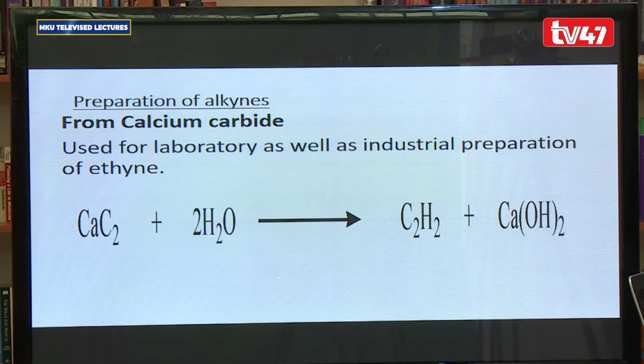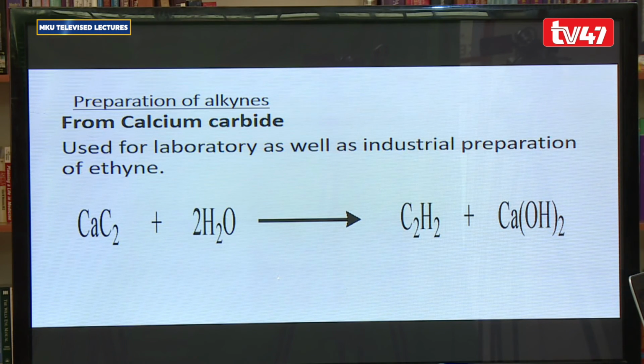Preparation of alkynes. You see that generally alkynes are not very commonly found in nature because of the very high instability of the carbon to carbon triple bond. In alkenes we have a strong electron density in the carbon to carbon double bond. In alkynes it is even higher, and therefore very unstable. So usually alkynes are synthesized.